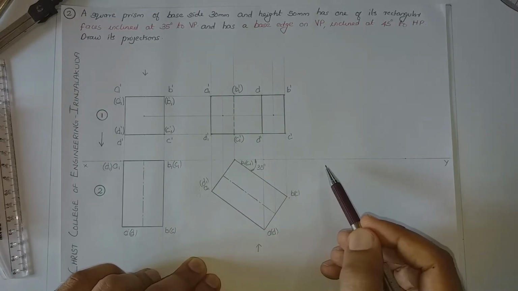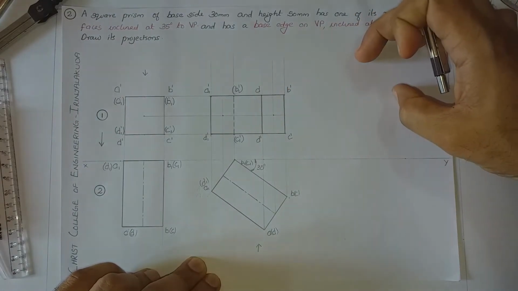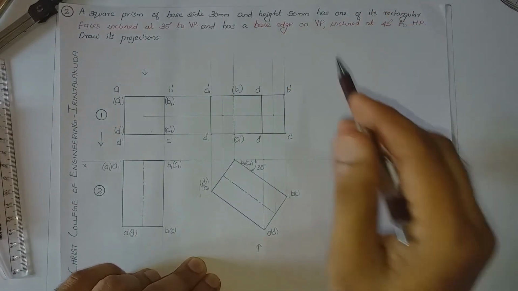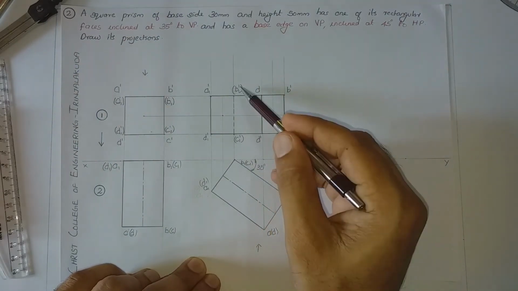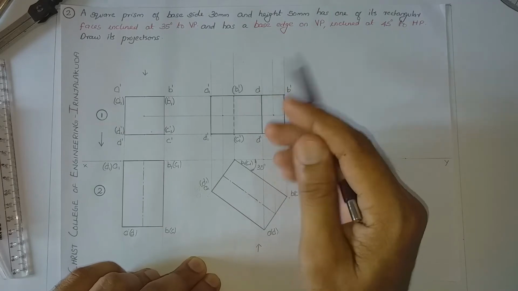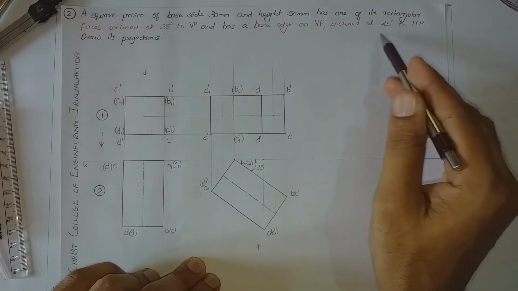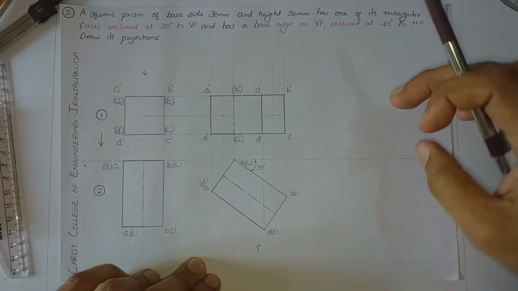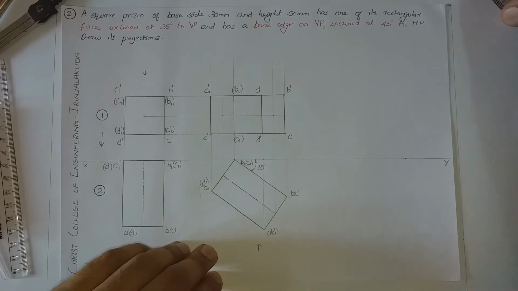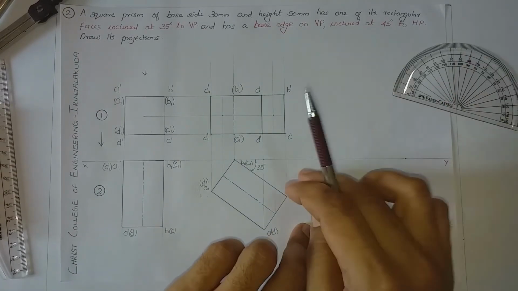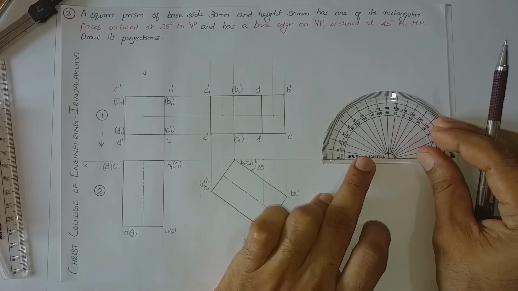Now let us reconstruct this diagram to obtain the fifth diagram. It is resting on a base edge on VP, and the name of that base edge is C1 B1. We have to make this edge at an angle of 45 degrees with respect to HP. 45 degrees with respect to HP means 45 degrees with respect to the XY line in the front view. So I'm going to draw an XY line here, and let me draw a 45 degree line here.